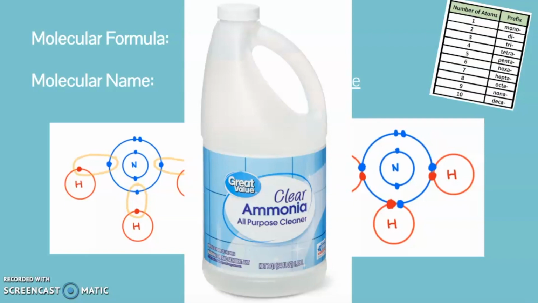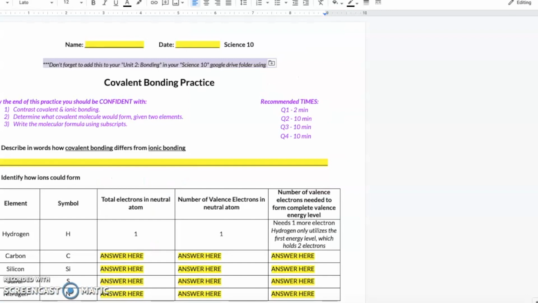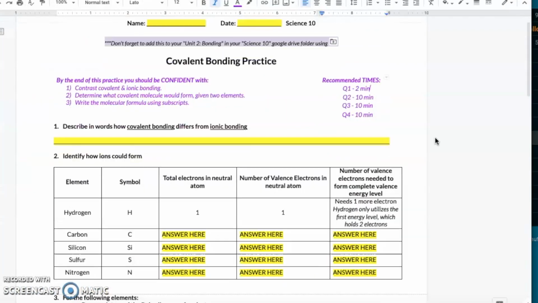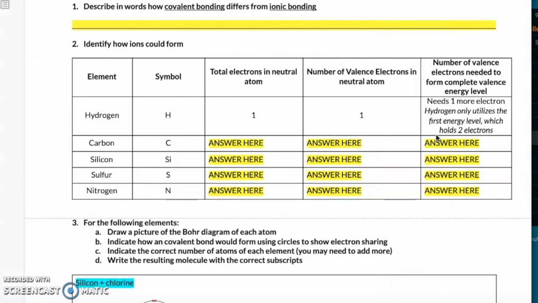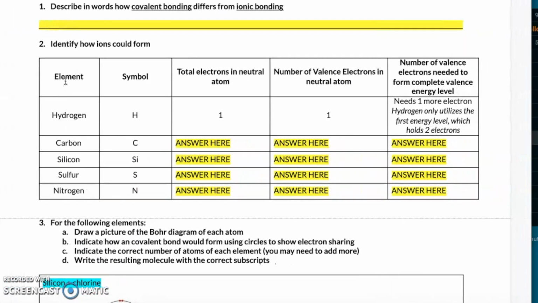Let's head on over to our covalent bonding homework and do a few examples from there. Let's take a look at the table in question number 2. This table includes the element, the symbol, the total number of electrons in a neutral atom, the number of valence electrons in a neutral atom, and thinking through what would make that atom happy and full. Let's try to do sulfur together. I'm going to focus in on this column for sulfur.